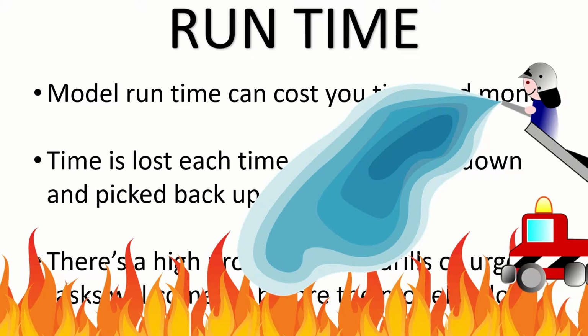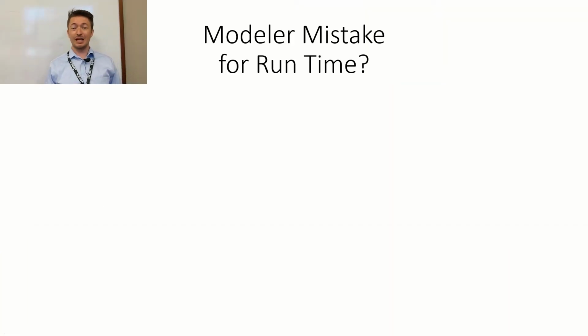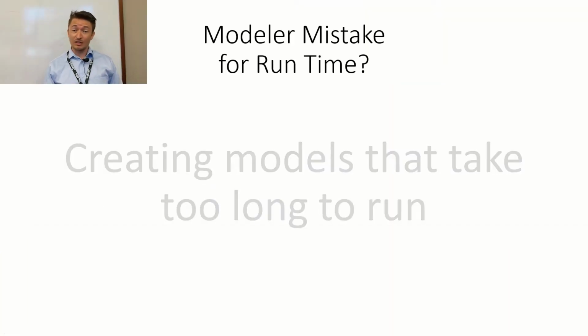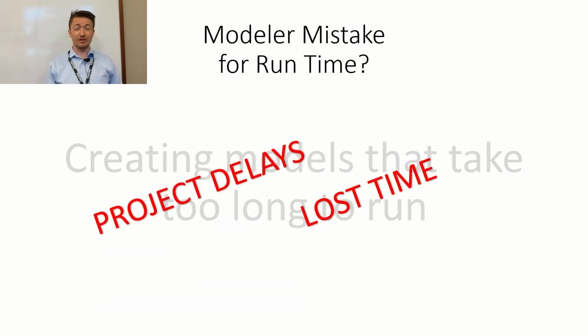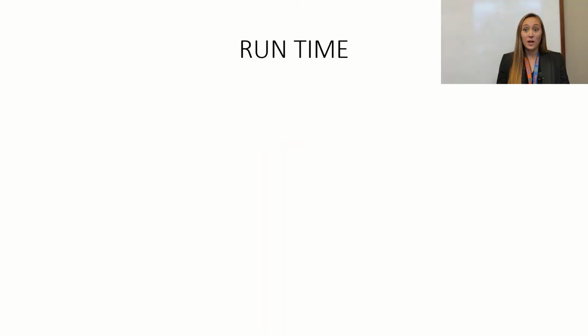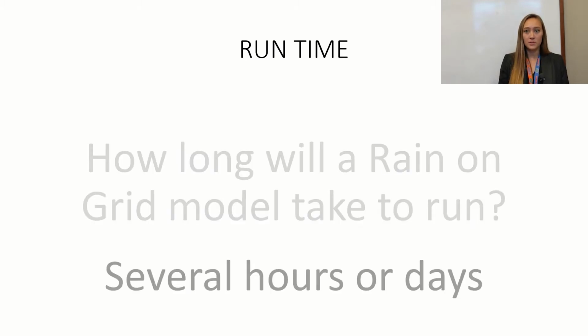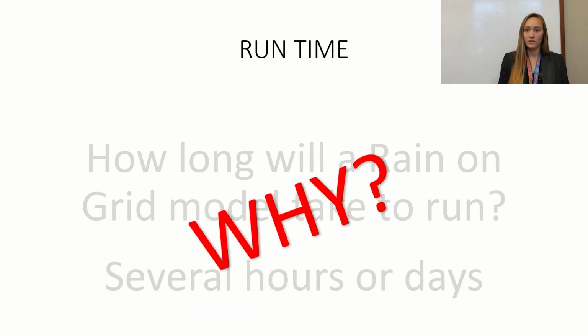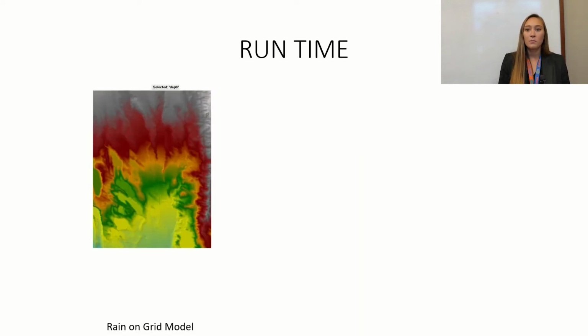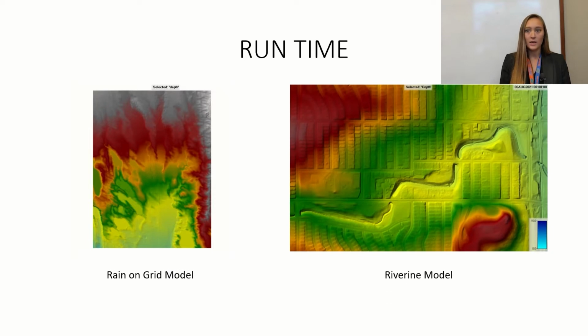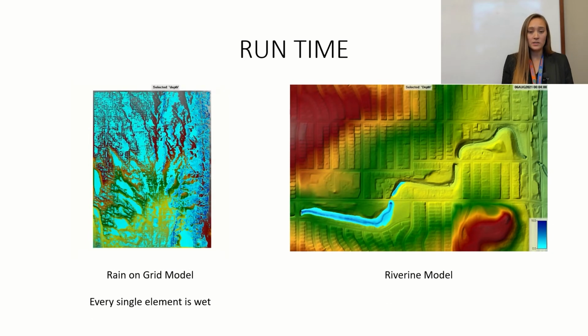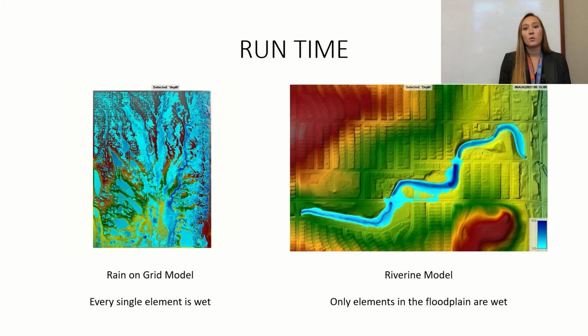So our modeler mistake here is creating models that take too long to run, causing project delays or time loss getting yourself caught up on a model due to long inactive periods. There's actually quite a bit to this topic, and it really can depend on what model you're trying to run. For instance, large rain-on-grid models probably would take several hours to complete. Why? Because you're loading every single mesh element in the watershed, whereas in a riverine model, only the elements in a floodplain are wet. The more wet mesh elements, the longer the runtime.